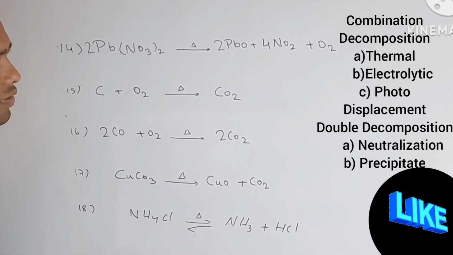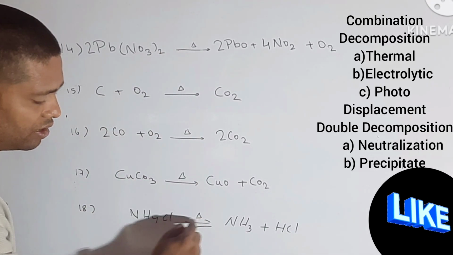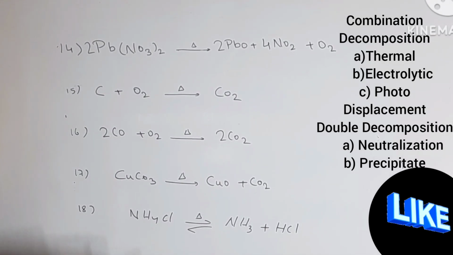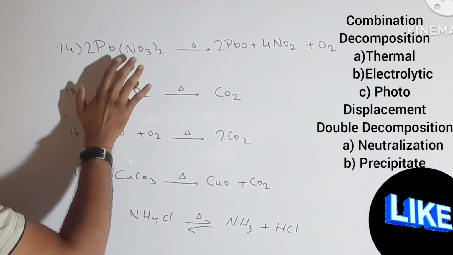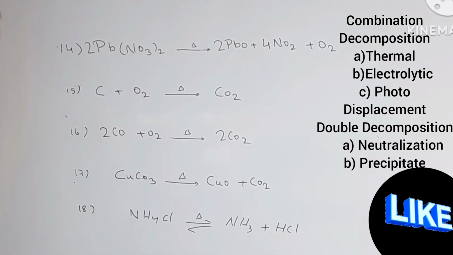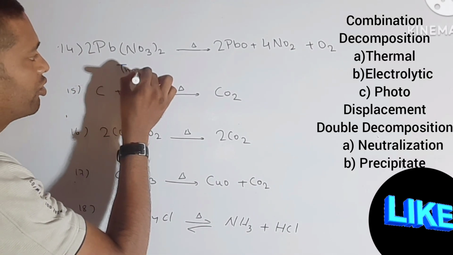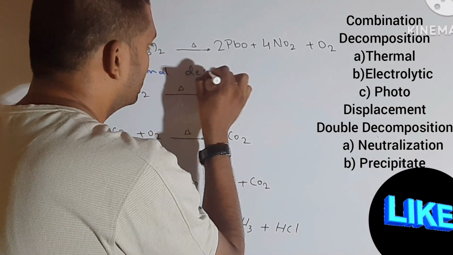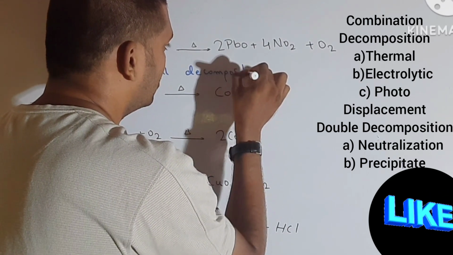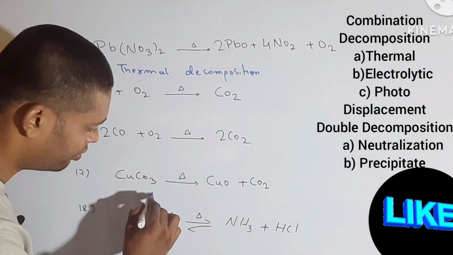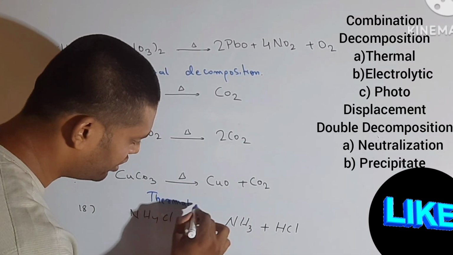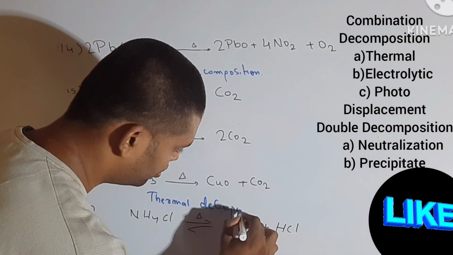Now I have given some examples where we all have the delta sign. It means heat. So everywhere heat is there. It's a decomposition because on the left hand side only one reactant is there, and on the right side we have the products. Decomposition because of heat, so thermal decomposition. Again this one, one reactant, two products, thermal decomposition. Understood how we are writing? So these are all thermal decomposition.